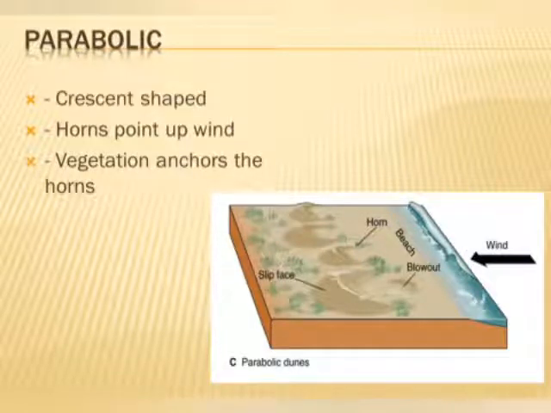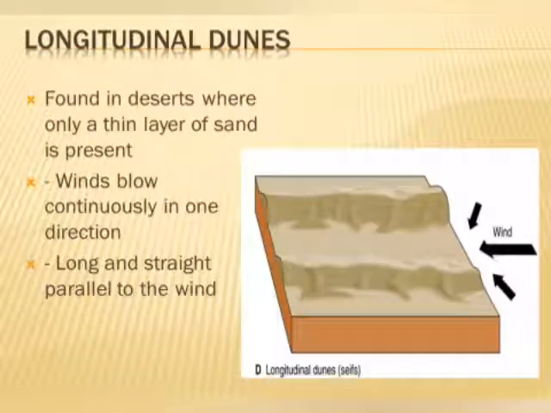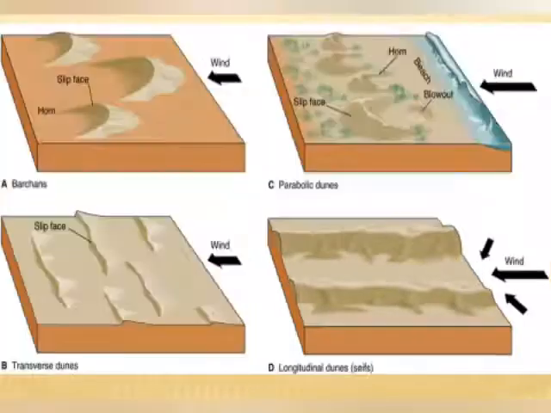Strong winds. Longitudinal dunes are found in deserts where only a thin layer of sand is present. Winds blow continuously in one direction. Long and straight, parallel to the wind. The largest type of dune, parallel to the primary wind direction. They require strong winds in order to create such straight lines.